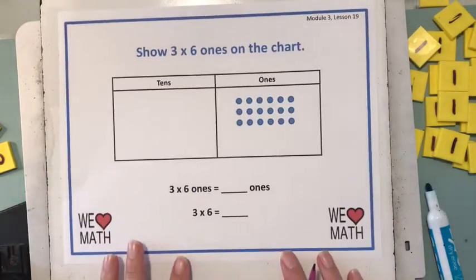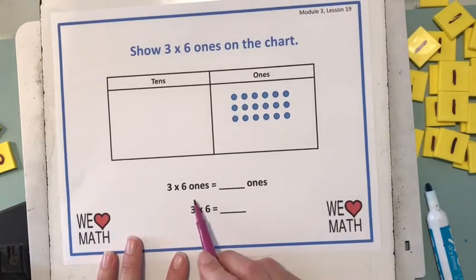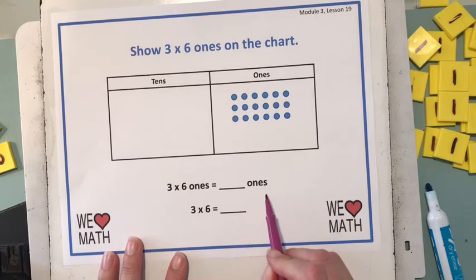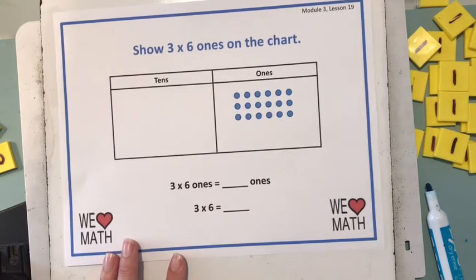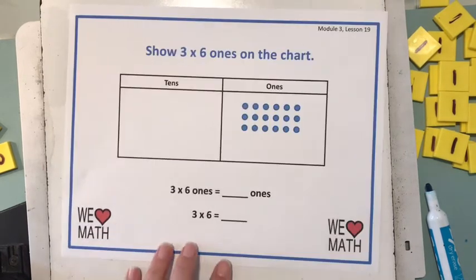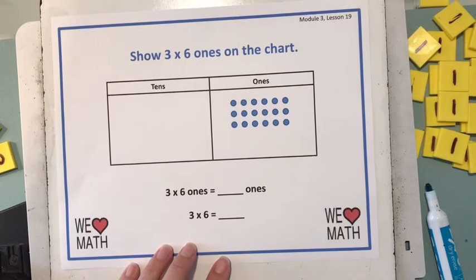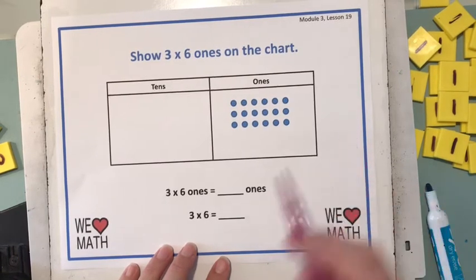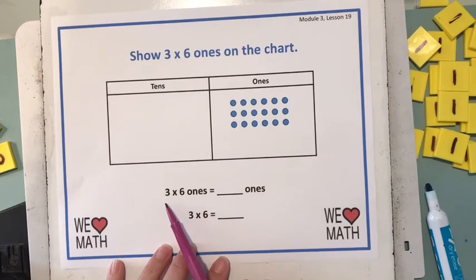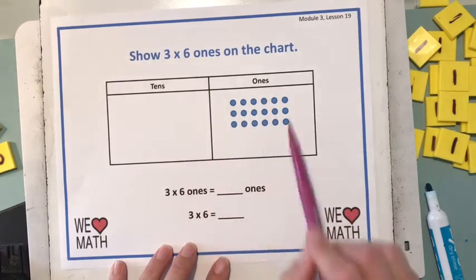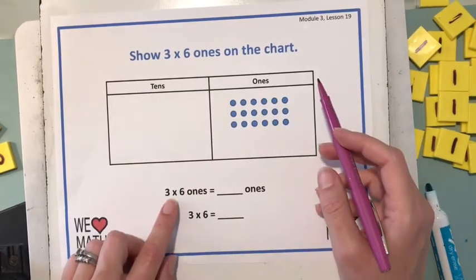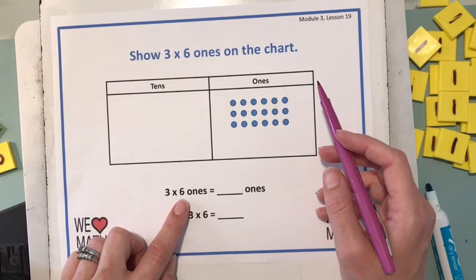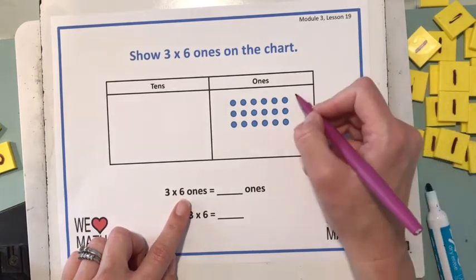Let's go ahead and pause the video. Look at your unit. What is your unit? And then see if you get it correct. Alrighty, let's see if you got it correct. So this is 3 rows, 3 times 6 ones equals how many ones? Well, I'm not doing tens, I'm doing ones, right? So I'm going to count by what to figure out this problem? Let's count by sixes, right?